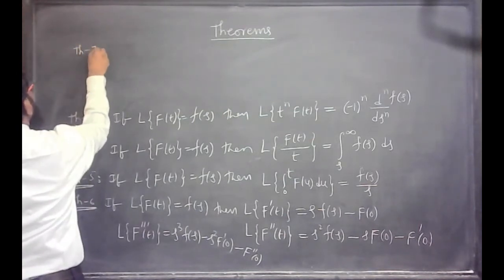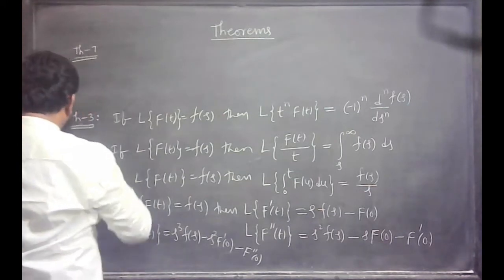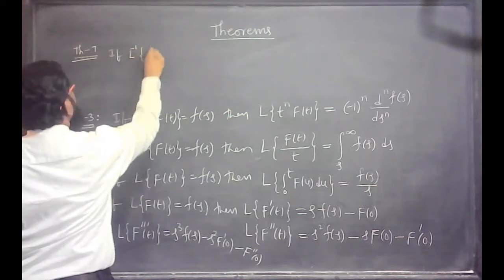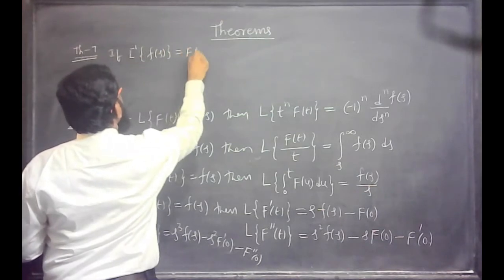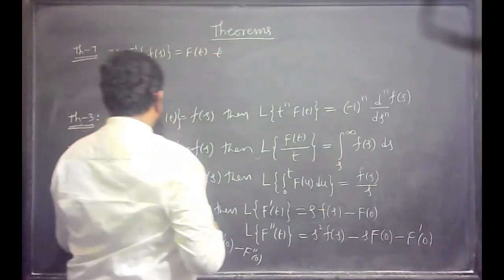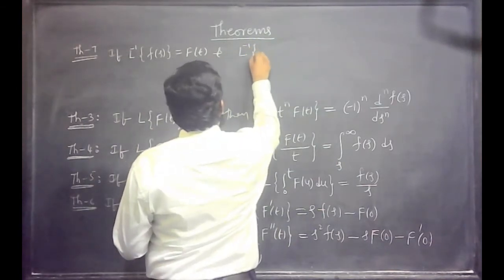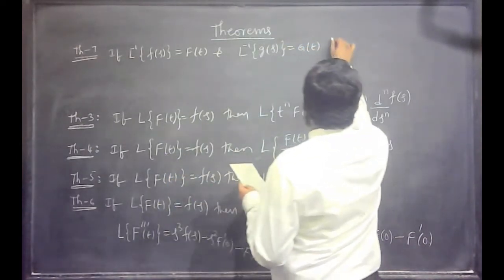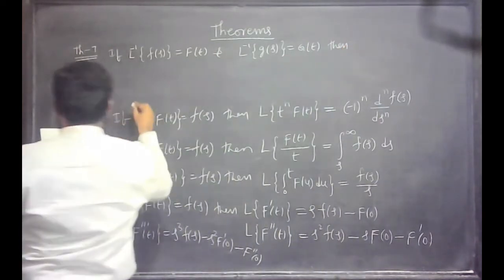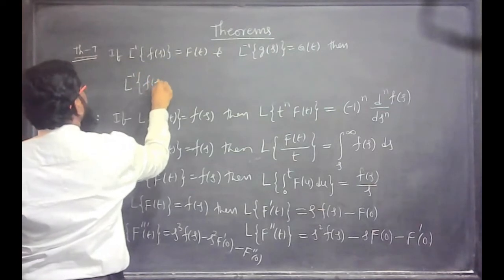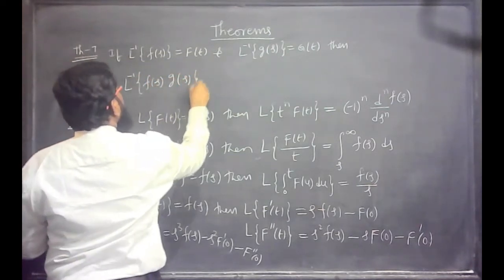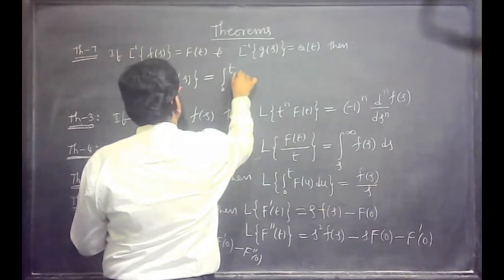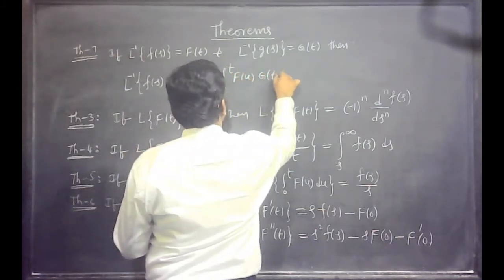Let's say theorem 7 we call the convolution of two functions. Suppose the inverse Laplace transformation of F(s) is equal to f(t), and the inverse Laplace transformation of G(s) is equal to g(t). Then the inverse Laplace transformation of the product F(s) G(s) is equal to the convolution of f and g, the integral from 0 to t of f(u) g(t minus u) du.